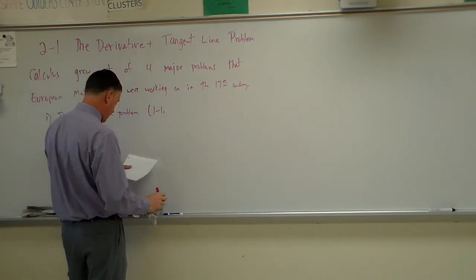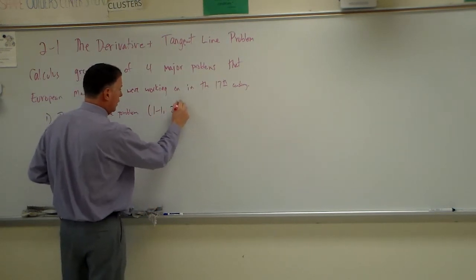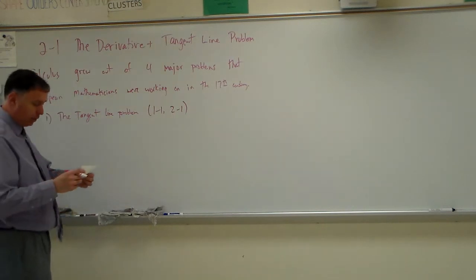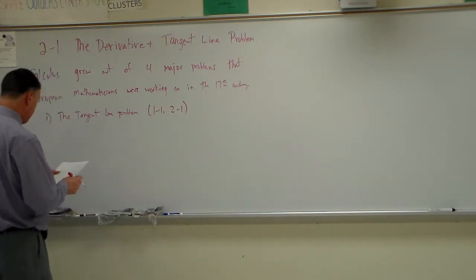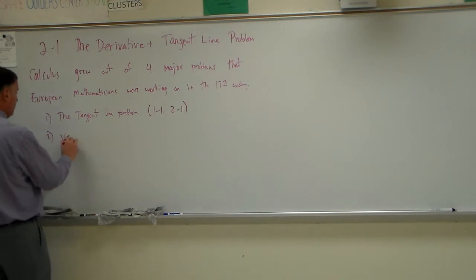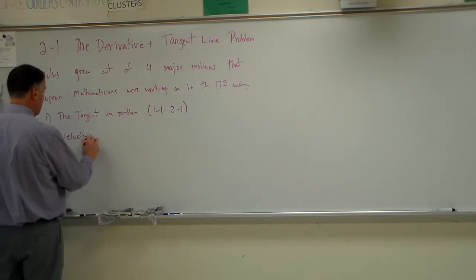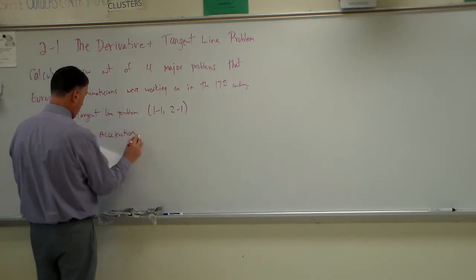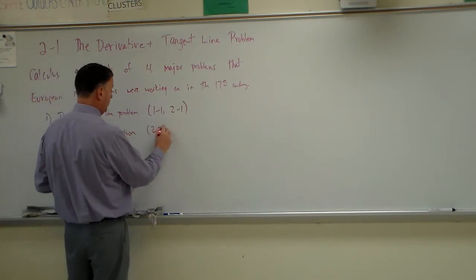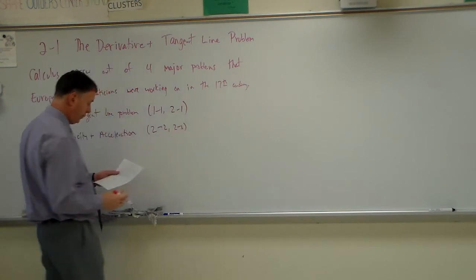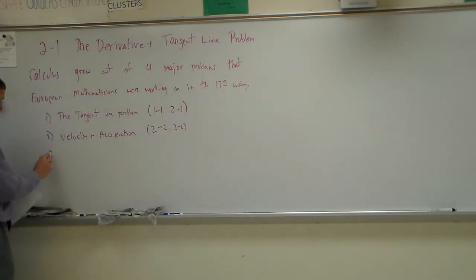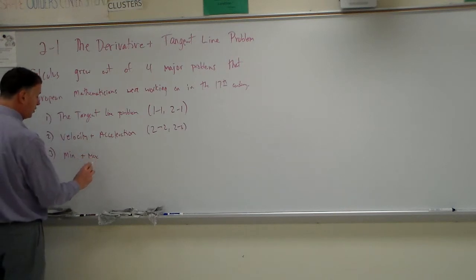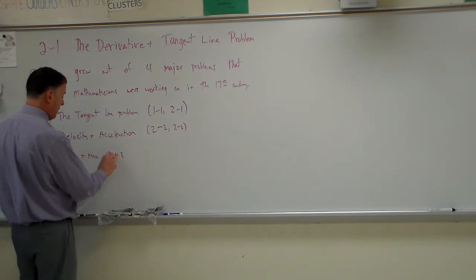You can cleanly say 1.1 and 2.1. Okay, 1.1 we already did that, and then we're also going to do it in 2.1. And 2 is velocity and acceleration. Okay, and that's going to be 2.2 and 2.3. And then 3 is minimum and max problems, which is chapter 3.